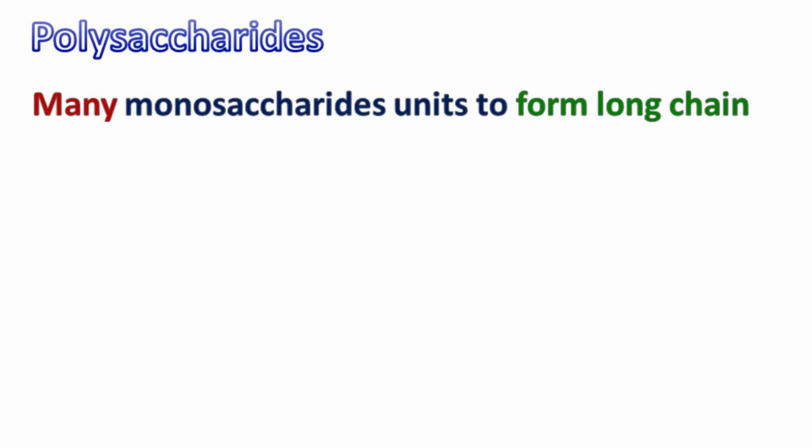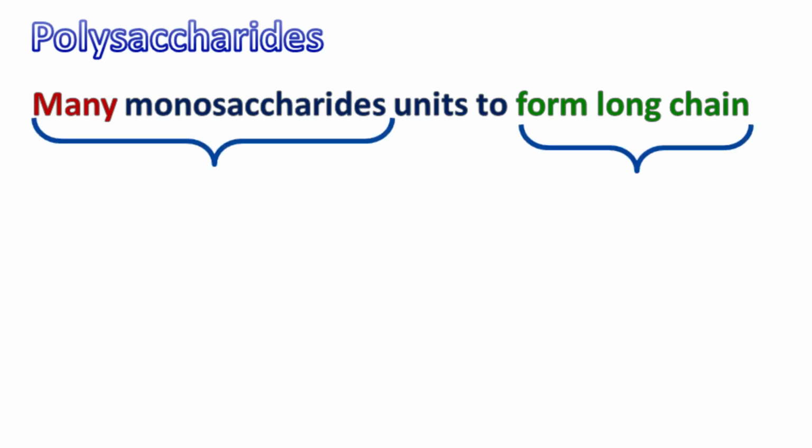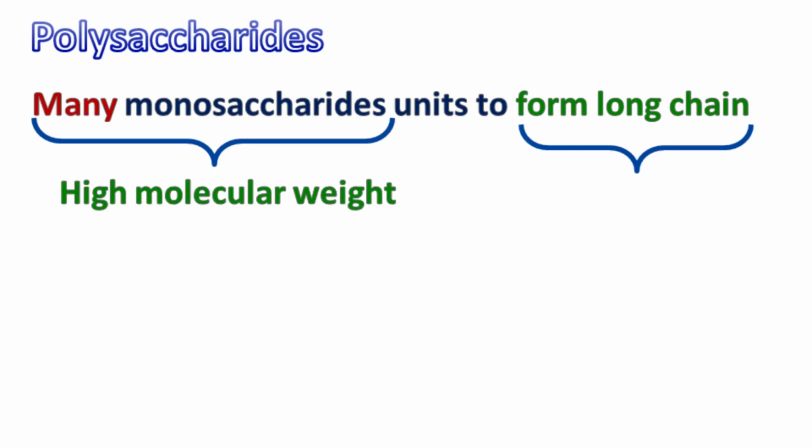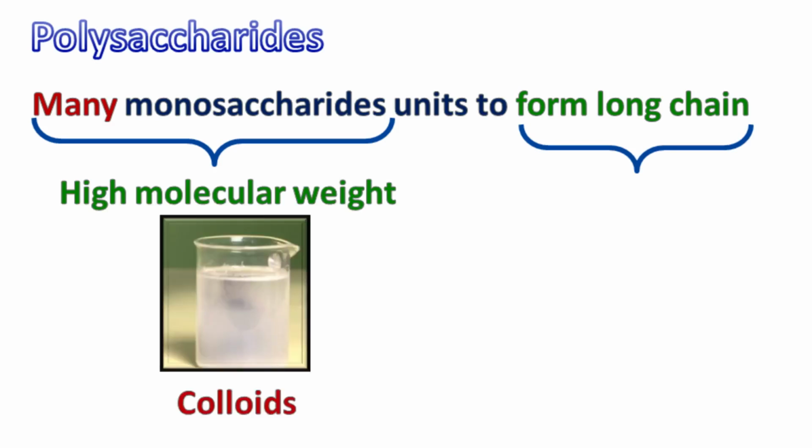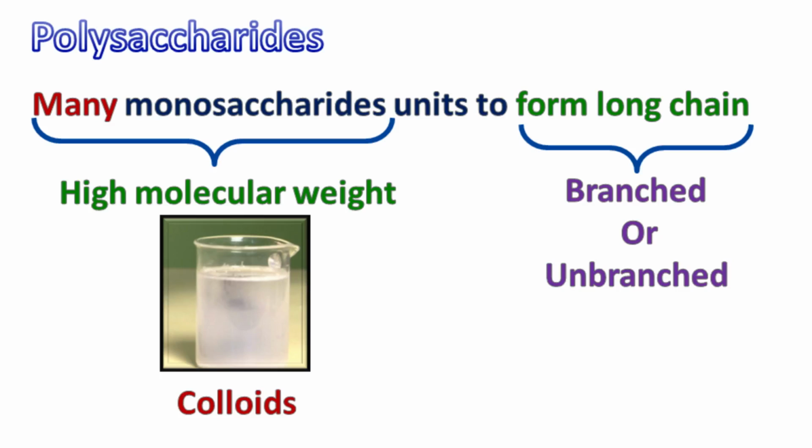Let's talk about polysaccharides. Polysaccharides are the carbohydrates that have many monosaccharides linked together to form a long chain. Polysaccharides have a high molecular weight and often form colloids when dissolved in water. They can either be branched or unbranched.